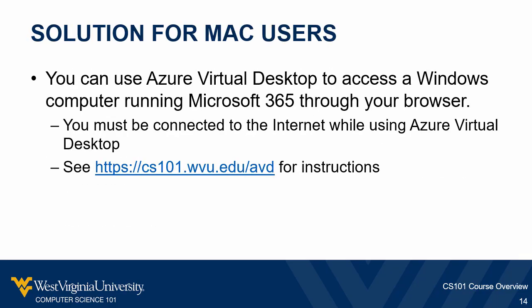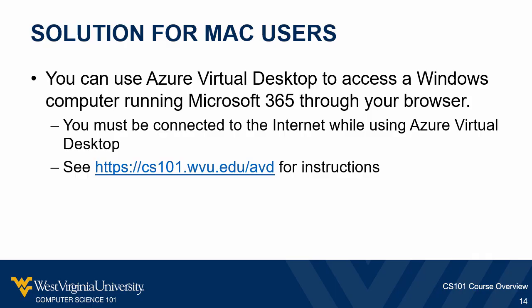For those of you who have Macs, your best option is going to be to work with what's known as Azure Virtual Desktop. This is a service that CS101 pays for that lets you connect to a Windows computer that's running the Windows version of Microsoft 365 through your browser. The only caveat is that you need to have a constant internet connection while you use it. So if you're in an area where internet's spotty, you might want to go someplace where it's going to be a little bit more reliable. But other than that, this is a very good way to go and complete all of your CS101 assignments that require you to use Microsoft 365.